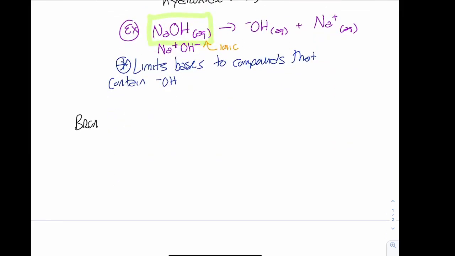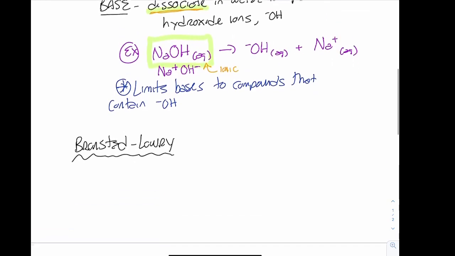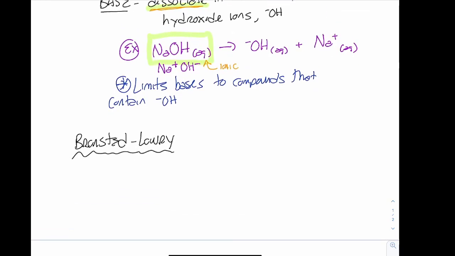Bronsted-Lowry. And again, this is the theory we're going to use most often in this class. I will pull out other theories though, depending on what aspect of acids and bases we're talking about. But an acid, according to this theory, is something that's going to donate a proton to another substance.